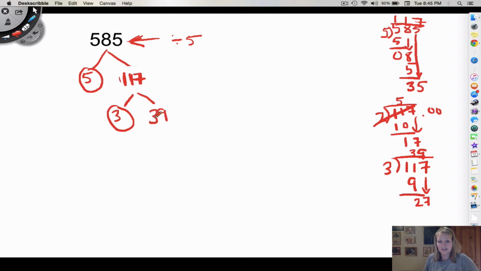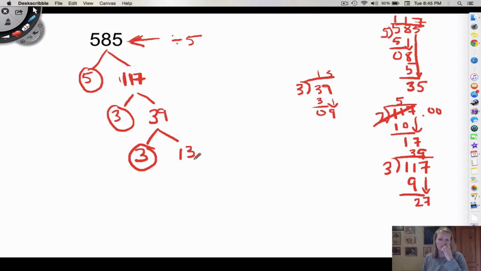And since it has a 3 and a 9, I know I can put a 3 in there as well. So I know that that will work. If I divide 39 by 3, if you want me, I can do this on this side. 1, 3, 0, bring down the 9, 3. I know that it goes in 13 times. So here's another prime number, and then you have 13.